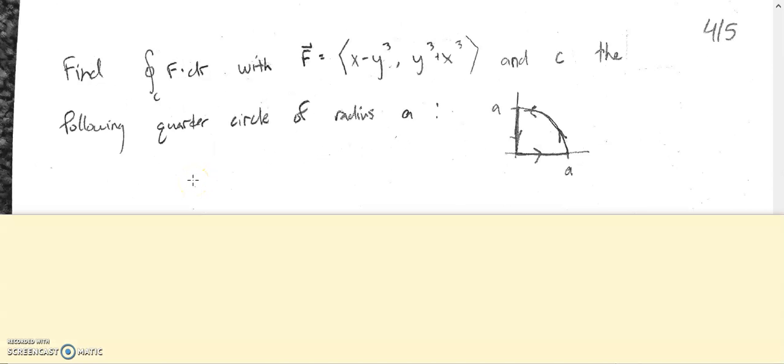Okay, second problem of this little video here. See how many we can get into 15 minutes. I want to do the closed integral of F dotted with dr. Should have vector signs over top of that. With vector field x minus y cubed, comma y cubed plus x cubed. And C is the following quarter circle of radius a. So I'm in that first quadrant up there. I'm going counterclockwise. So see if you can set that up and then do the whole thing.